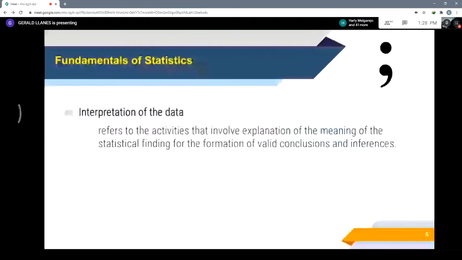Okay, let's proceed with the interpretation of data. O syempre, after you analyze, the next step is for you to interpret the thing that you analyzed. Now, it refers to the activities that involve explanation of the meaning of the statistical finding for the formation of valid conclusions and inferences. Meaning, we are giving inferences based on the computed value. Like for example, may alam ba kayong mga statistical tools na nagamit na ninyo during your senior high or college days? Yung mga naalala ninyo? Likert scale po.